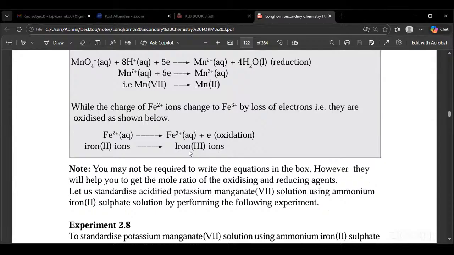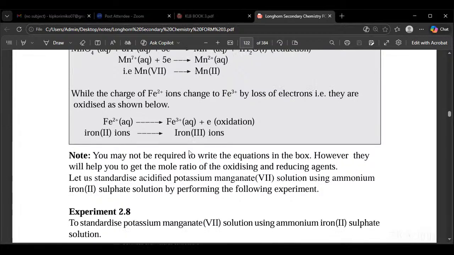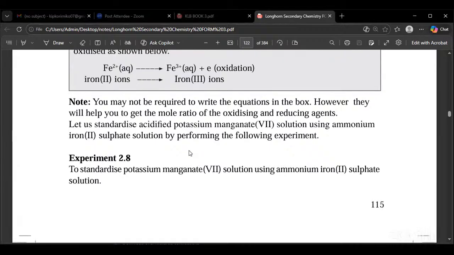So most probably you might not be required to write the equations in the box because sometimes they are given. You can be given the equations, but sometimes you might need them because of the mole ratio. Okay? So this one now, I want to help Abdi here.